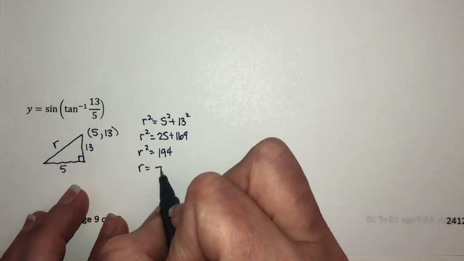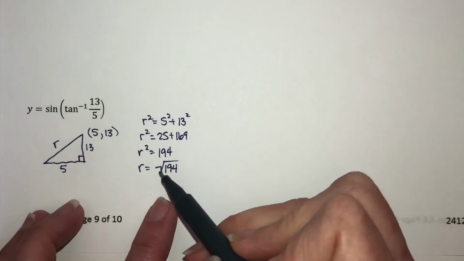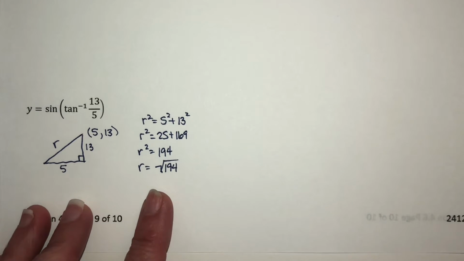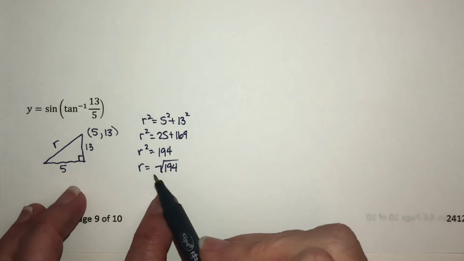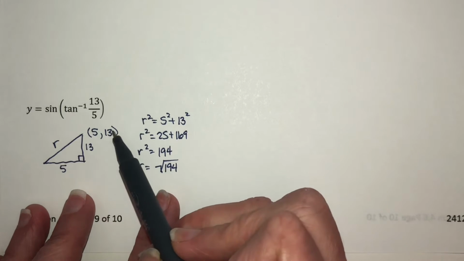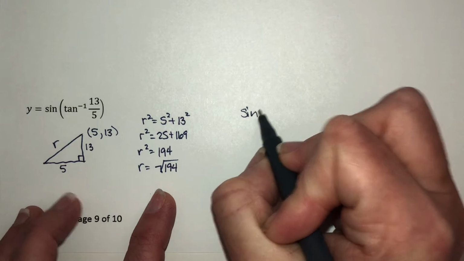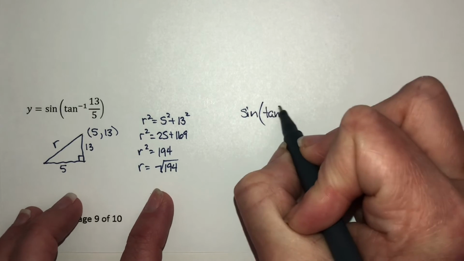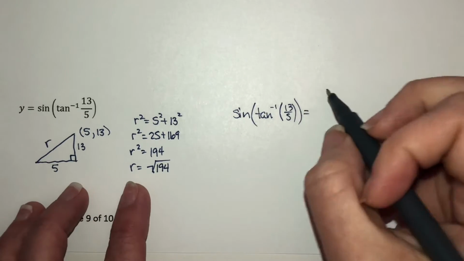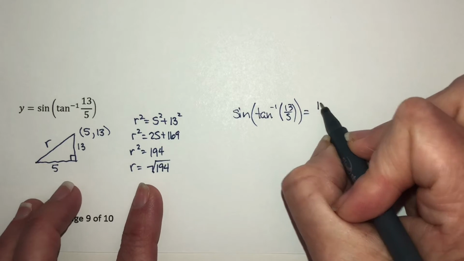And r is the ugly square root of 194. That does not simplify. Algebraically, plus or minus, but r is a radius, which is always positive no matter what quadrant we're in. So r is square root of 194. We know sine is y over r. So sine of tangent inverse of 13 fifths is equal to 13 over the square root of 194.